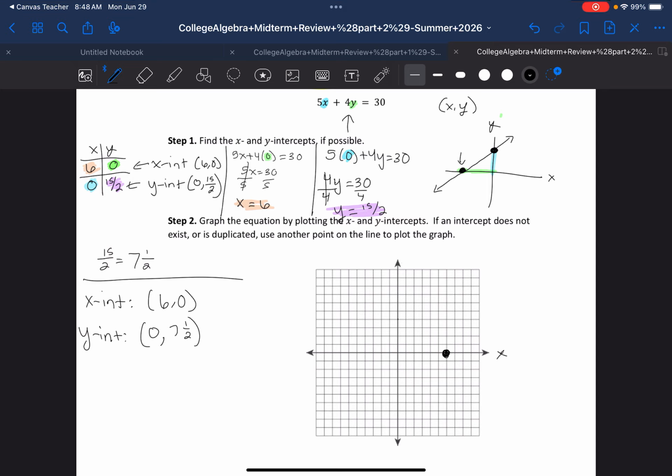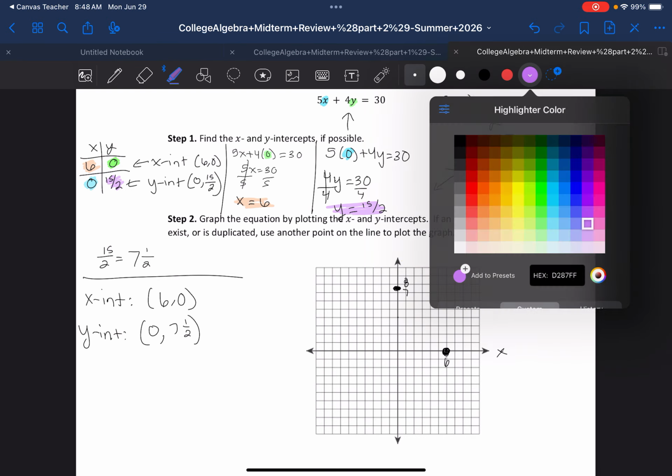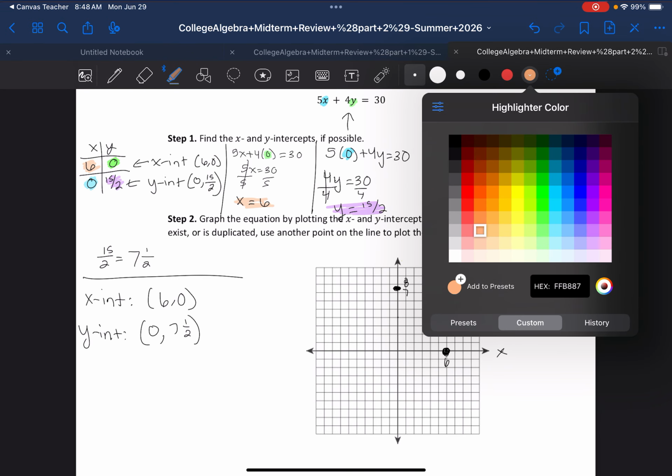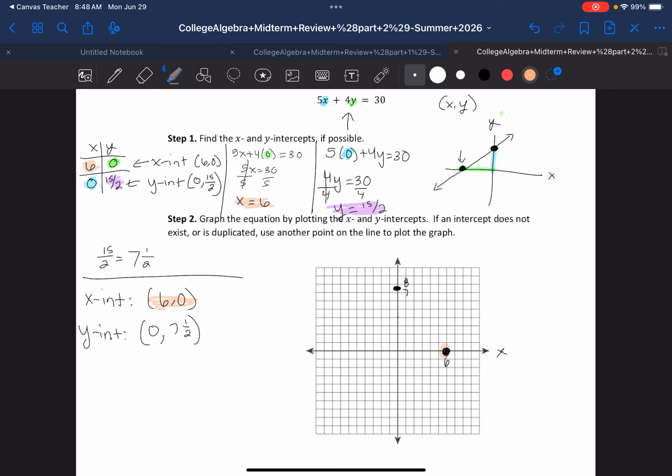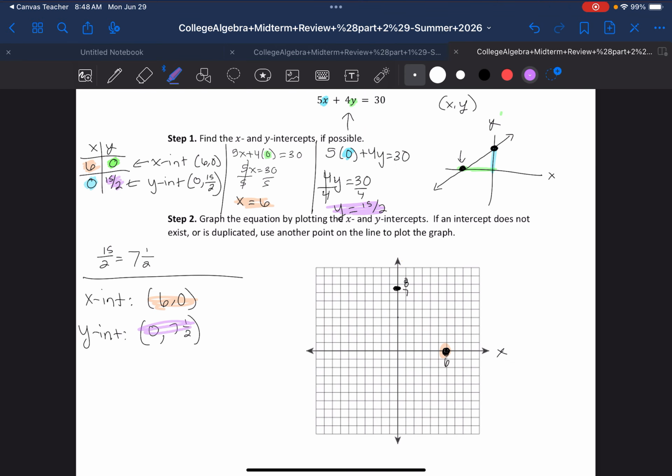5, 6, 7. So that would be somewhere up here in between 7 and 8. So this was at 6. This is 7 and this is 8. So that's right in between 7 and 8. So that was my x-intercept. And this is my y-intercept. And then to finish graphing this line, I connect those 2 points. And then that's it.